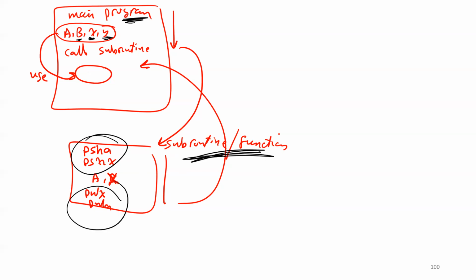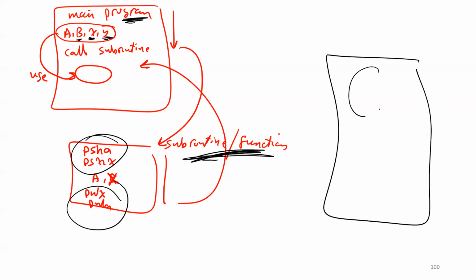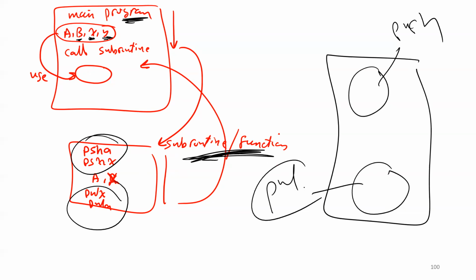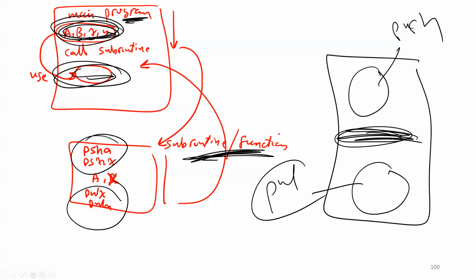So for any subroutine, guys, we put some push instructions at the beginning, and then at the end we put pull instructions. We do that for every register you are going to use in the subroutine, okay? So that in the main program, the values of the registers are going to be the same after the subroutine.